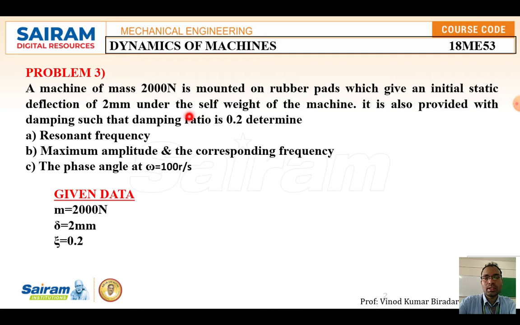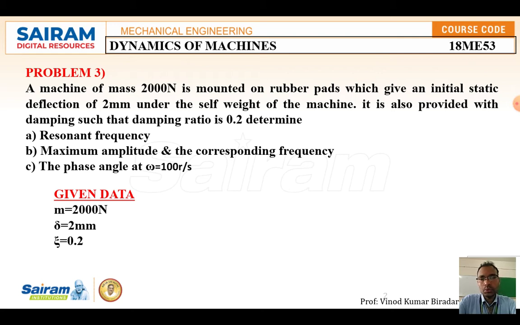Take any one component, if you apply some load, it will change the displacement. The deflection is 2 mm. It is also provided with damping such that the damping ratio zeta is equal to 0.2. So determine the following three factors: the resonant frequency, the maximum amplitude and the corresponding frequency, and the phase angle at omega equal to a given value in radian per second.